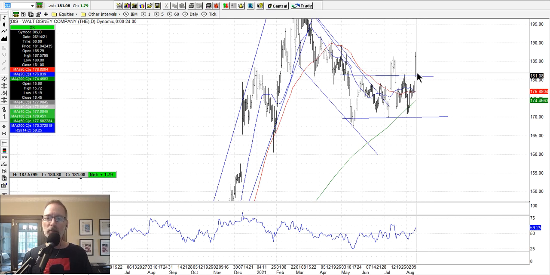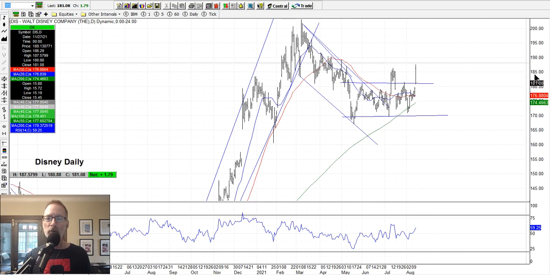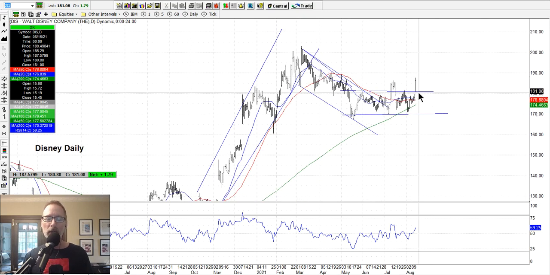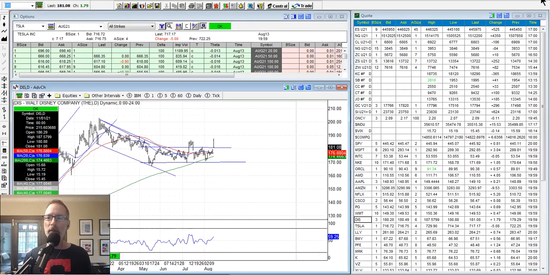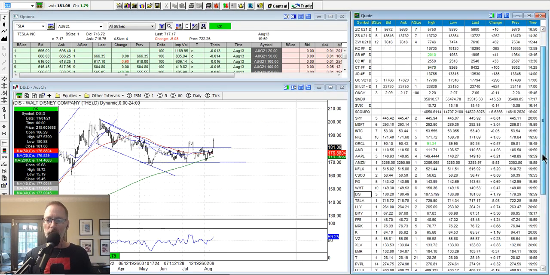So Disney probably will meander around here. People come to their senses. They like what Disney's doing, and it'll probably start to move up again. So I may be looking at potentially bullish strategies over the next week. Disney consolidates, and if I see it starting to move up again, that is probably the key or the cue that it's going to continue to move higher from there. So keep an eye on Disney. What else do we see?